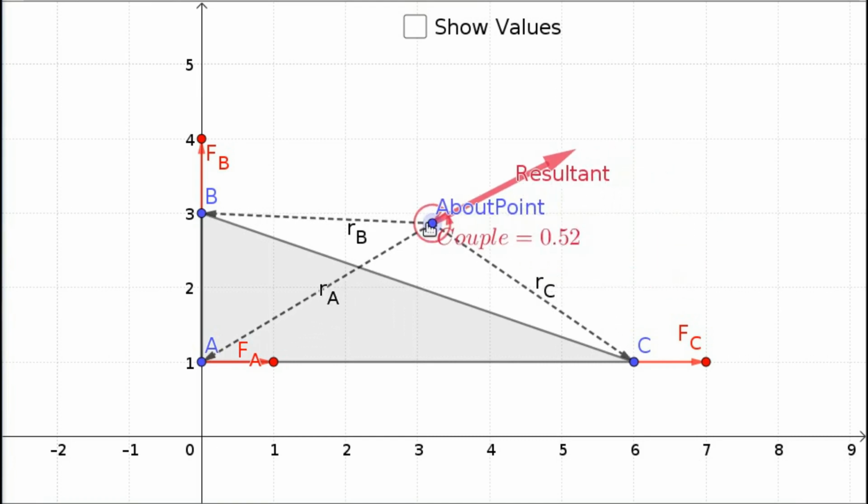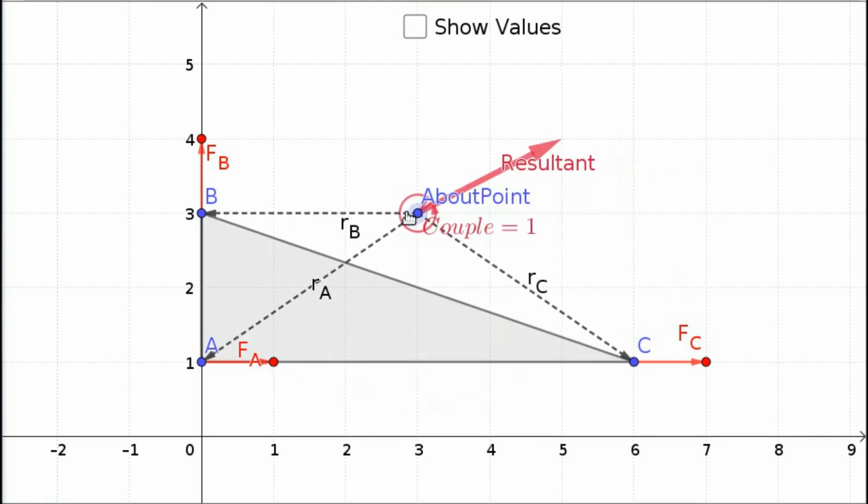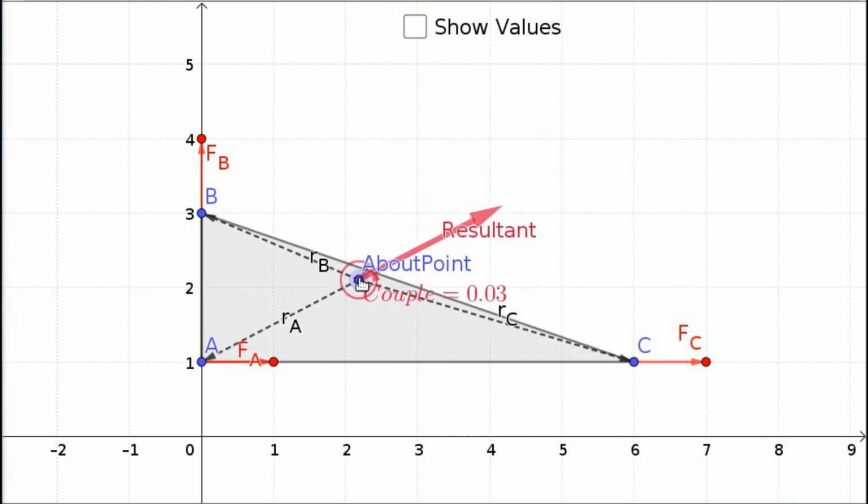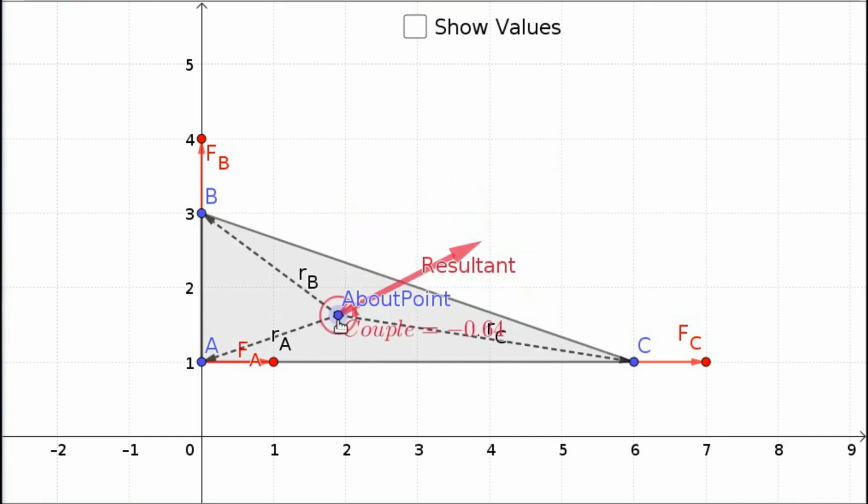So as we move this point around, we see that the resultant, that is the sum of these 3 forces on our rigid body, is the same regardless where I place it.